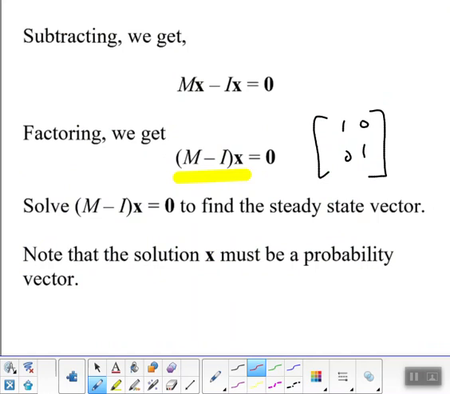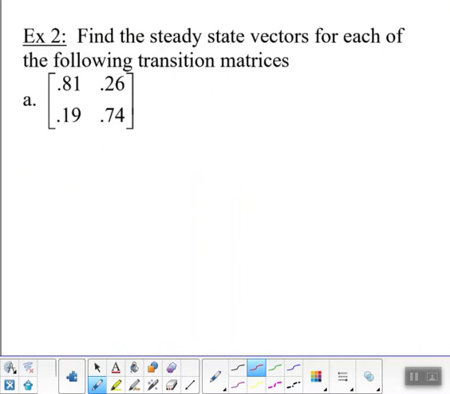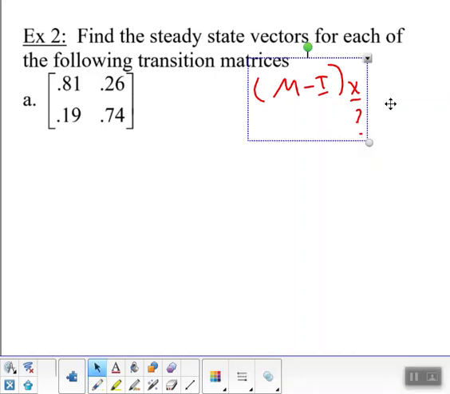So we're going to factor that out. We're going to solve that equation, and we're going to find the steady state. To find that steady state vector, basically we're going to do M minus I times x. We just want to figure out what that is, and we're going to set that equal to 0.